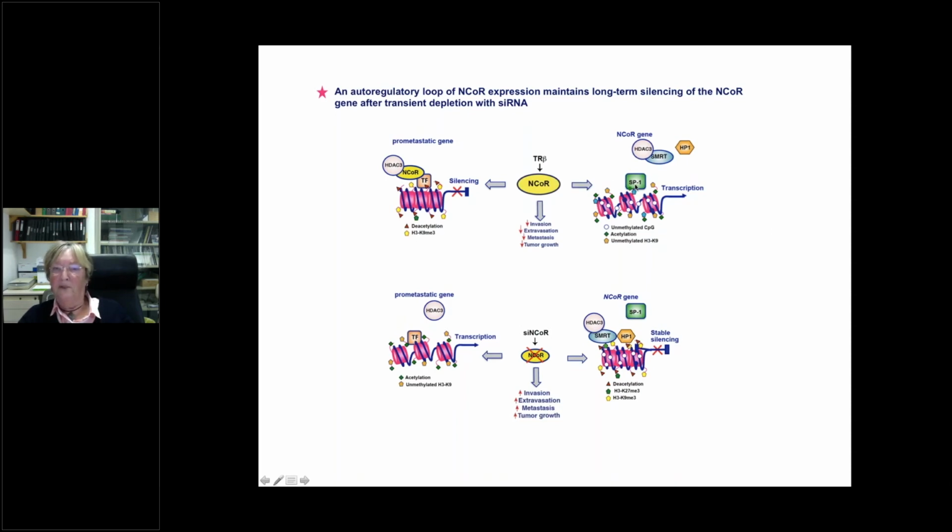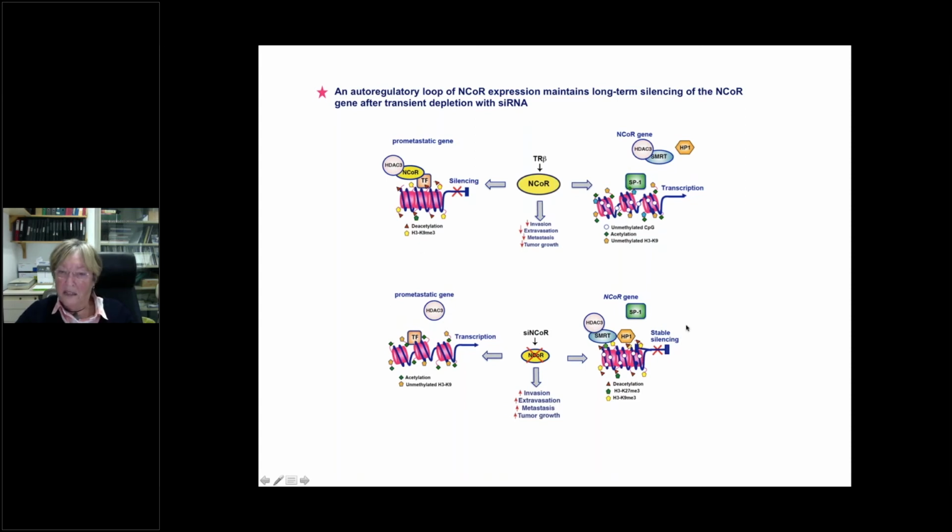SP1 is binding to the promoter, and this promoter is acetylated. However, the opposite occurs with metastatic genes, in which NCOR is recruited through either the thyroid hormone receptor beta or other transcription factors, and then HDAC3 is recruited and the deacetylation occurs, and also there's an increase in repressive marks. But when NCOR is down, there is an increase in invasion, extravasation, metastasis, and tumor growth.